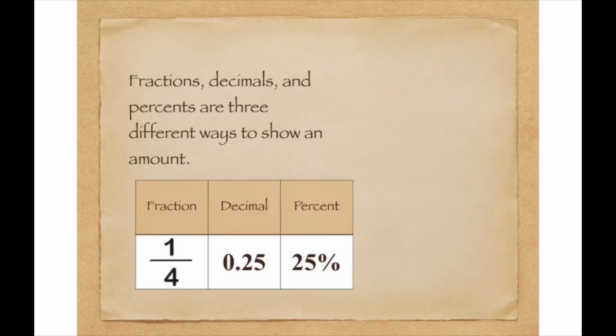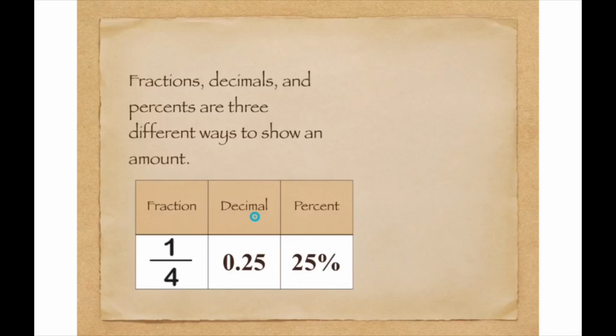First of all, fractions, decimals, and percents are three different ways to show an amount. I don't know if you've ever realized this, but we can use any of these three forms to show a number. So we can show it with fractions. We can use the fraction bar. We've got a numerator on top, denominator on bottom, and we can have, for example, in this case, fourths, but we could have thirds, halves, fifths, whatever you want really for that bottom number.